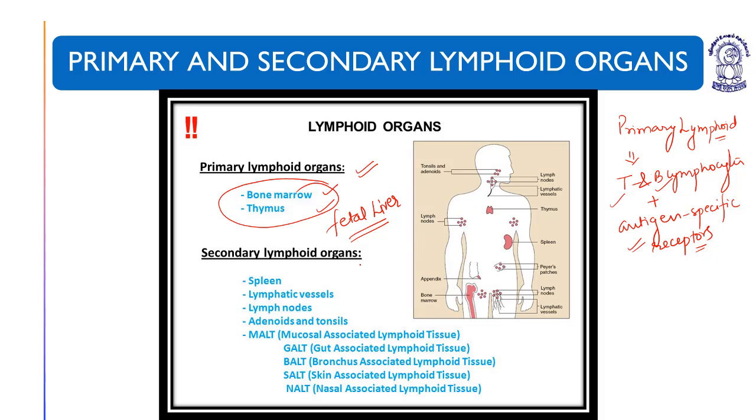They become part of the acquired immune system when they reach the secondary lymphoid organs. The secondary lymphoid organs include the spleen, lymphatic vessels, lymph nodes, and MALT, which is mucosal associated lymphoid tissue: gut associated, bronchus associated, skin associated, and nasal associated lymphoid tissue. Along with mucosal associated lymphoid tissue, it includes the adenoids or tonsils, lymph nodes, Peyer's patches, lymphatic vessels, and spleen.